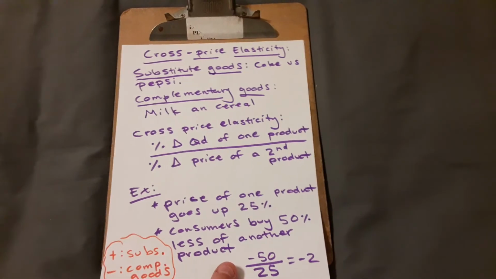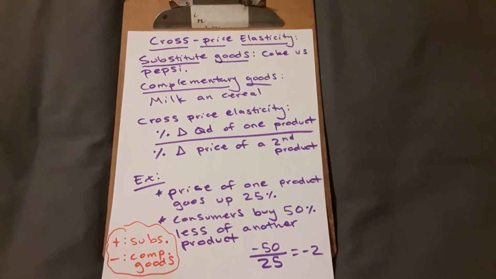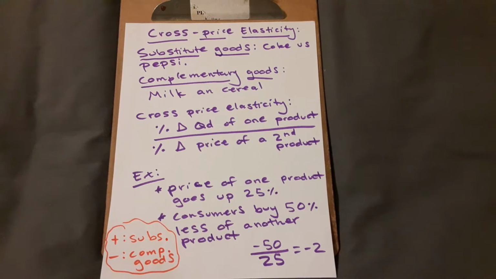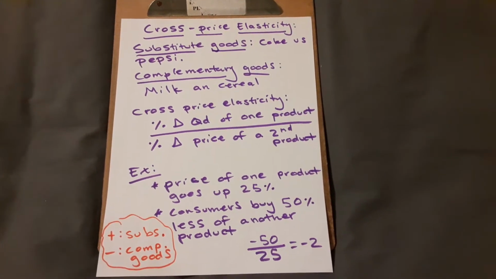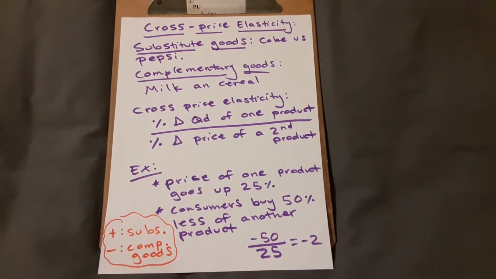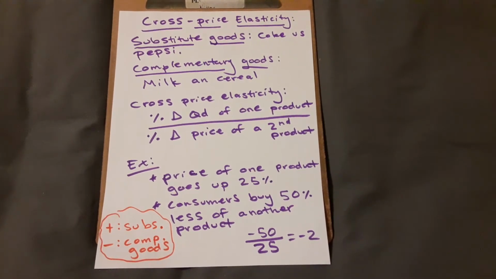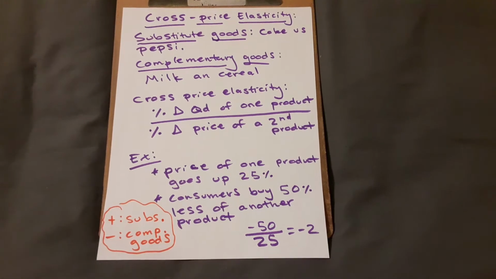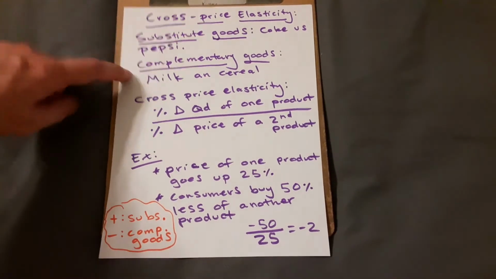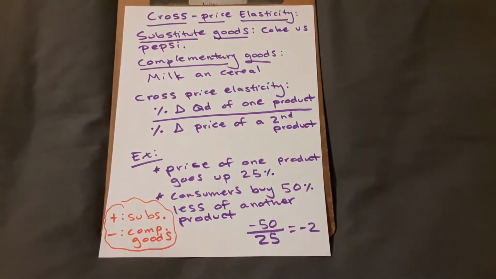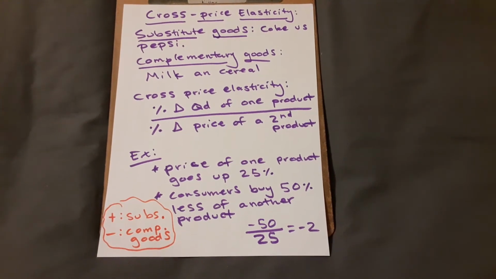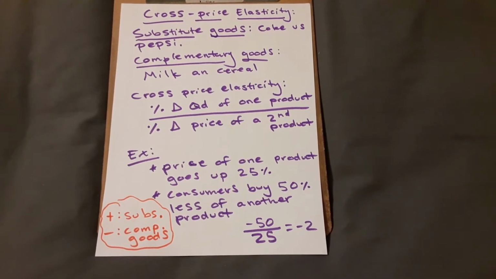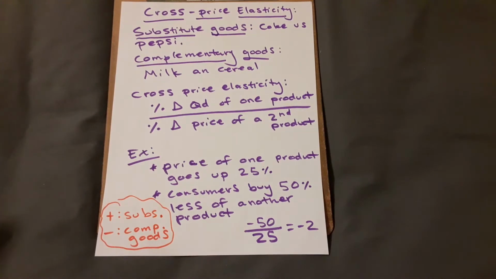The second formula is the cross-price elasticity of demand formula. This is a formula about whether two products are substitute goods or complementary goods. Just as a reminder, substitute goods are two similar products like Coke and Pepsi. Complementary goods are two goods commonly used together by consumers, like milk and cereal, or spaghetti and spaghetti sauce, or peanut butter and jelly.